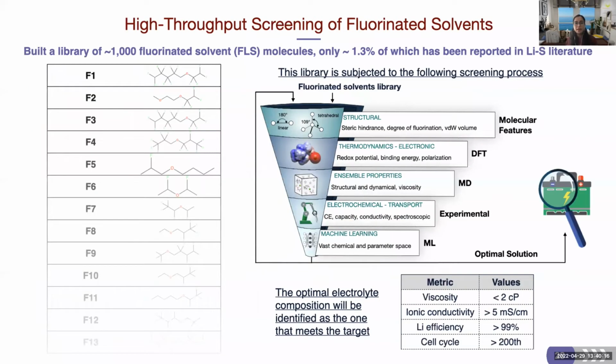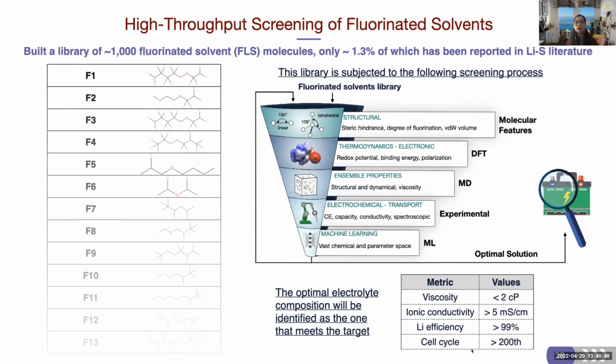So we prepared a library of 1,000 fluorinated solvents, out of which only 14 have been tested in the literature so far. The design metric that we are targeting is we want to have a solution with viscosity of less than 2 centipoise, conductivity of greater than 5 millisiemens per centimeter. And this solvent should have high solubility for salt and low solubility for polysulfides, such that we can have high efficiency and cycle life for this battery.